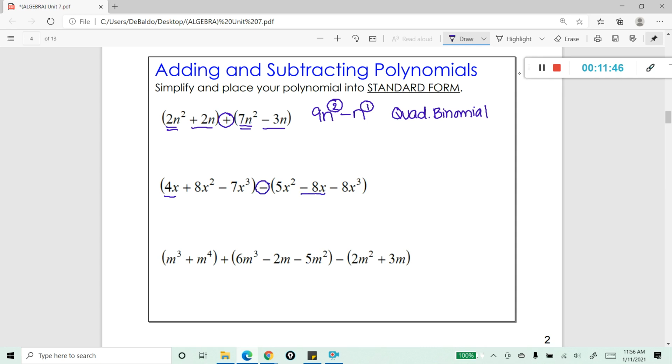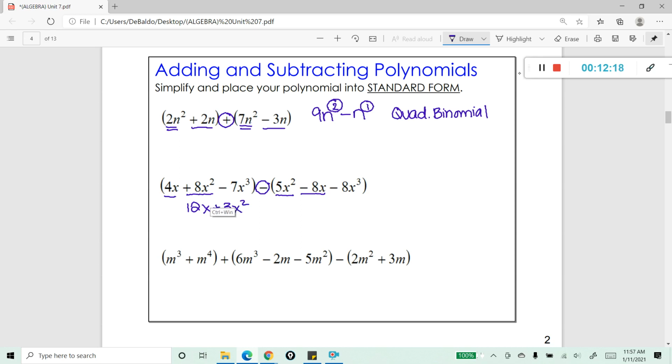And this is probably the most confusing part of adding and subtracting because there is that double negative there. 4x minus negative 8x is actually adding 8x. That's going to leave us with 12x. Moving on to positive 8x squared. I can combine that with 5x squared. So 8 minus 5 is going to give us positive 3x squared.